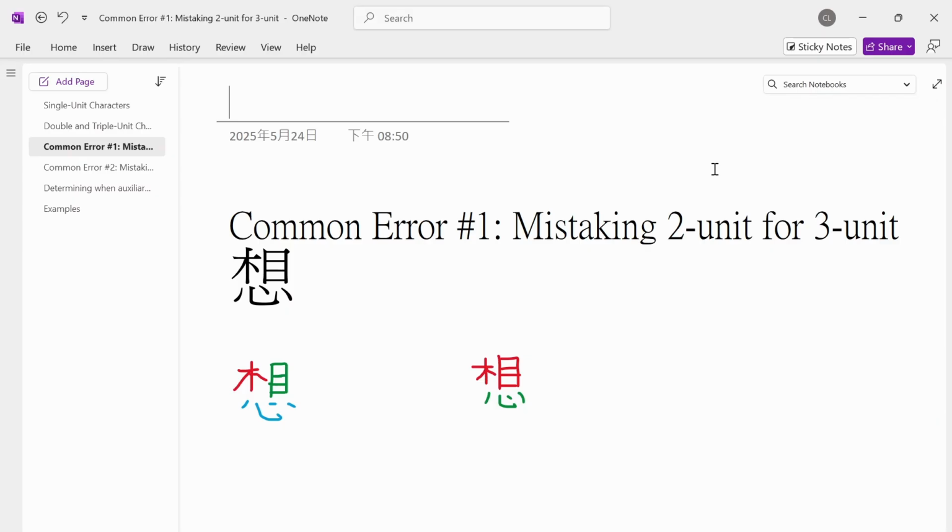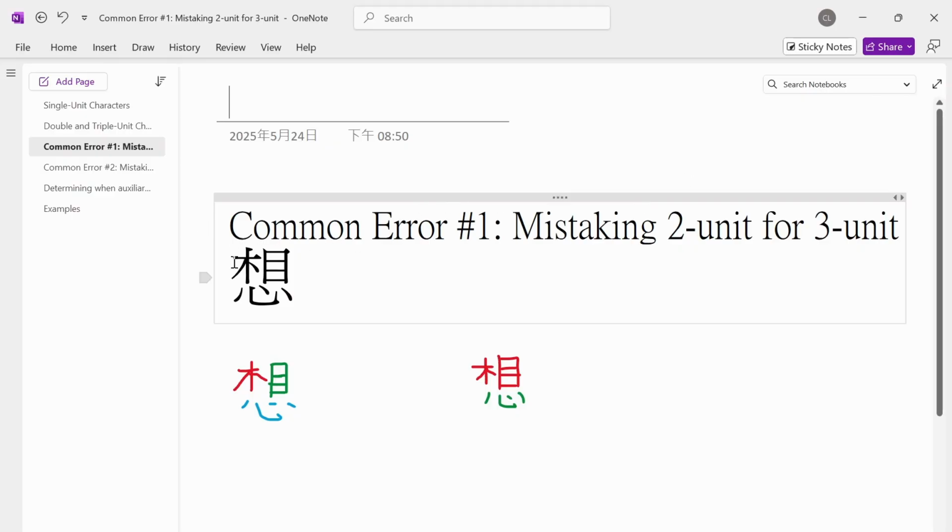For example, Seung is a double unit character with units Seung and Sum, not a triple unit character with units Seung, Mok, and Sum. The reason for this is that we break this apart from top to bottom first, so we get Seung and Sum. We only split it up further if the second component can be broken down. In this case, Sum is the second component, and we cannot break it down any further.